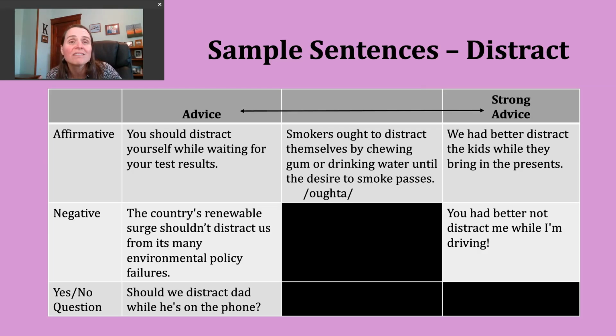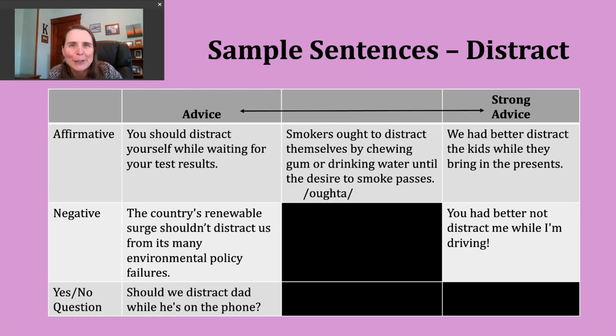Now let's go to the last way that we give advice. It's with or using the words had, better, and then the base verb. Okay? We can do affirmative or negative sentences with this. And when we use had better, what we're suggesting is if this advice is not followed, there are going to be consequences. There are going to be bad results that follow not doing this particularly recommended action.